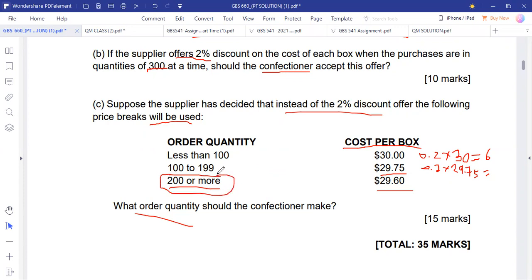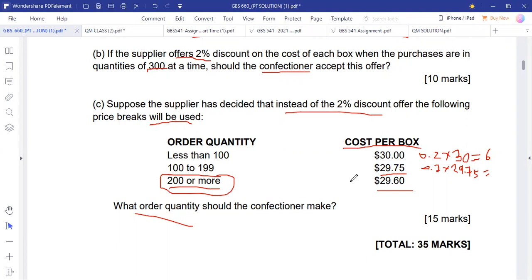So we are going to buy 200 or more. When we say 200 or more, it can be 200 up to whatever value that we don't know. Well, maybe up to 1,000, maybe up to 1,500, maybe up to whatever value. The price will still remain at $29.6 per box.